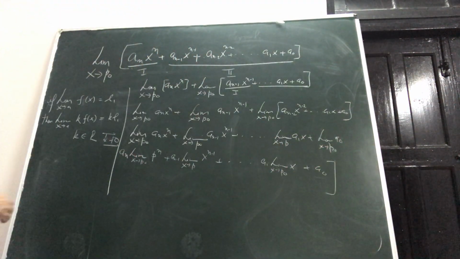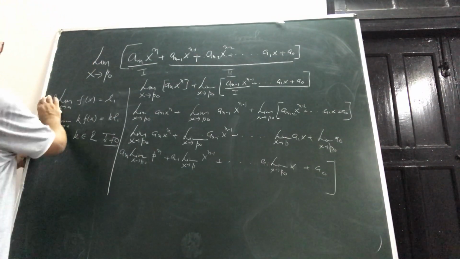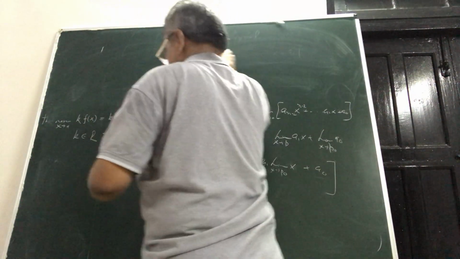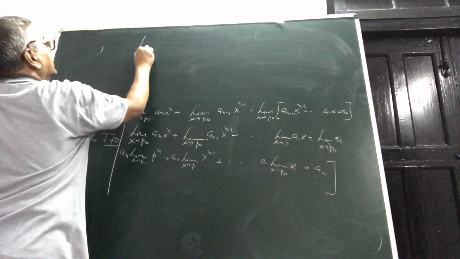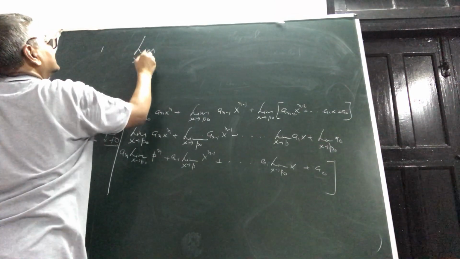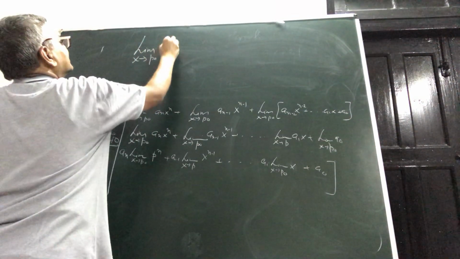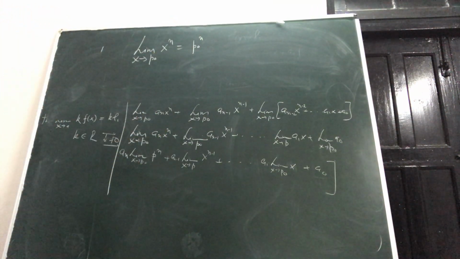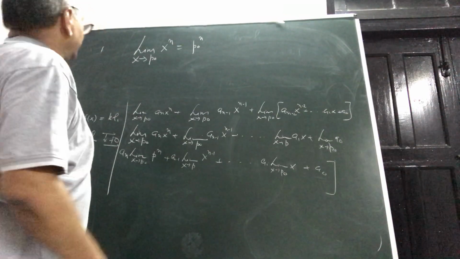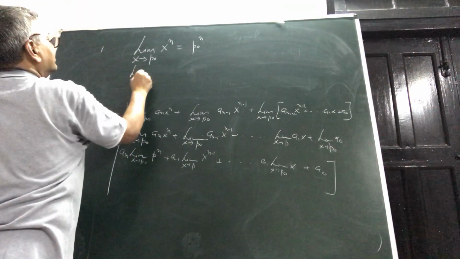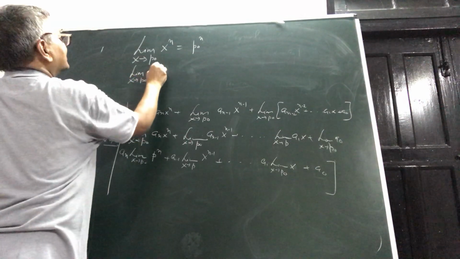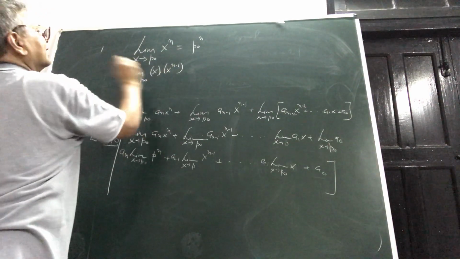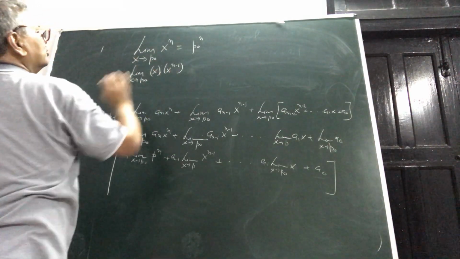Now one more important result which we should have derived earlier is that the limit of x tending to p naught of x raised to power n is nothing but p naught raised to power n. How can we prove this result? Quite simple to see, because we have proved another important result. The limit x tending to p naught of x raised to power n can be well written as x into x raised to power n minus 1.